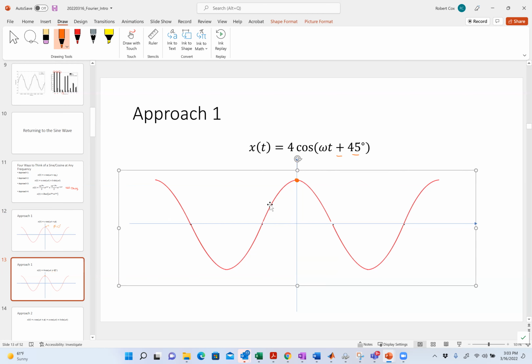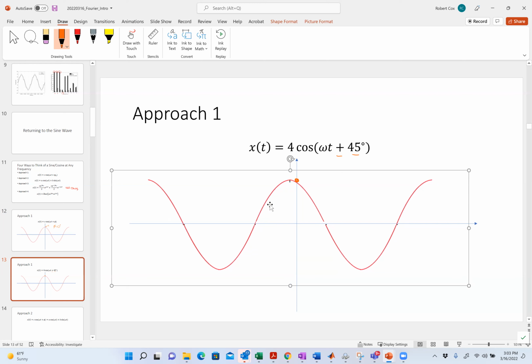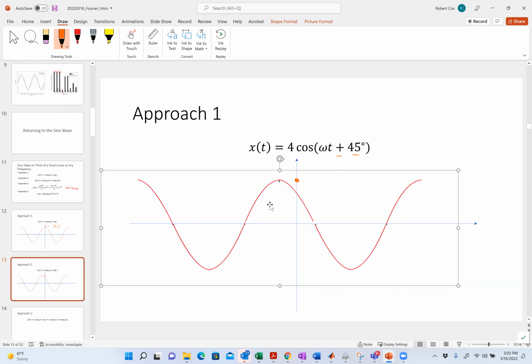That's why I went out of full screen here. Basically, this guy would get pulled something like that, right? So its peak would be somewhere farther ahead. So 4 cosine omega t plus 45 would look like this. In other words, what I would see here is that when this guy crosses through the t equal to 0 line, that t equal to 0 line is moved somewhere down a little bit further.